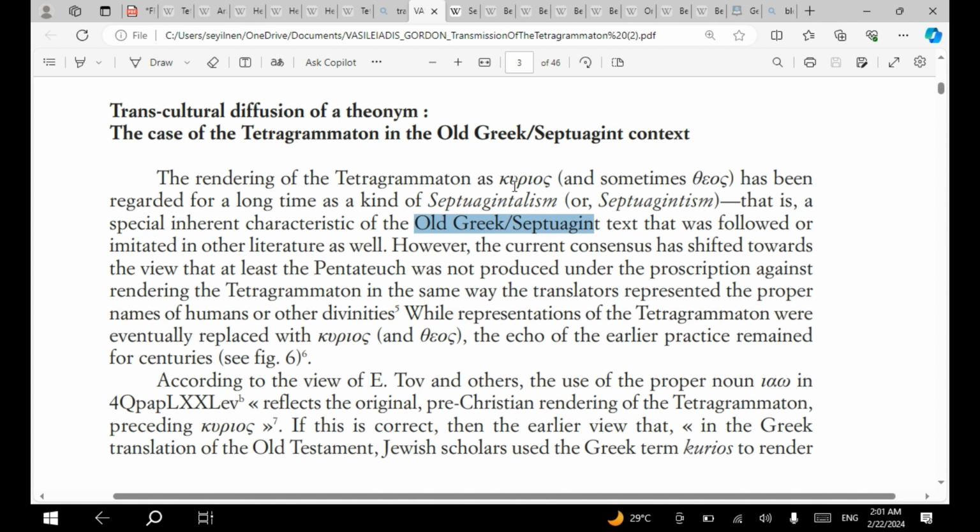The rendering of the Tetragrammaton as Kyrios, or you see Jehovah, has for a long time been regarded as a kind of Septuagintism, that is, a special inherited characteristic of the Old Greek Septuagint text that was followed or imitated in other literature as well. However, the current consensus has shifted toward the view that at least the Pentateuch was not produced under the proscription against rendering the Tetragrammaton in the same way the translators represent the proper names of human or other divinity, while representations of the Tetragrammaton were eventually replaced with Kyrios. You see what I'm telling you? The Septuagint was written in full, but the Hebrew came and rendered the Tetragrammaton to them.